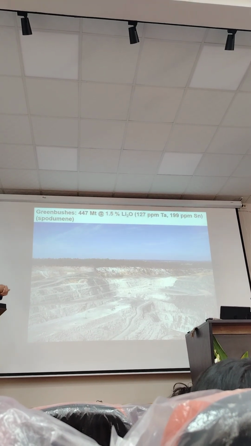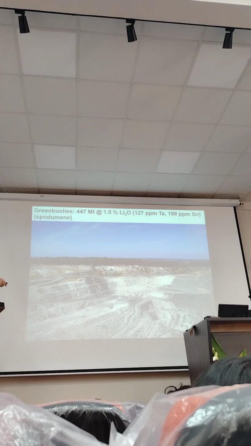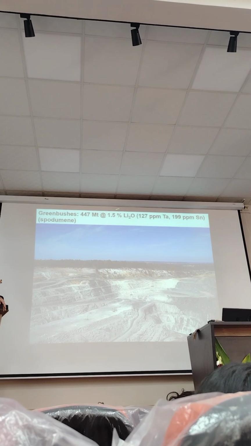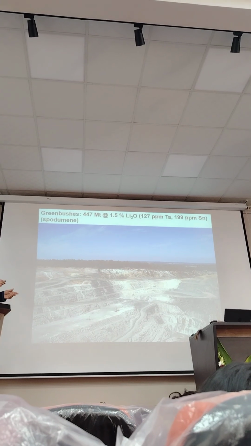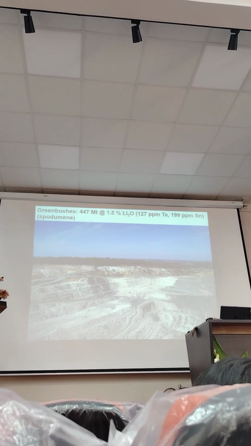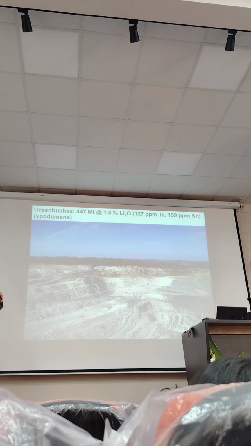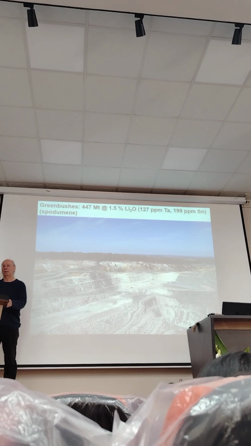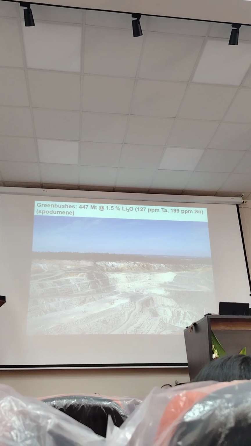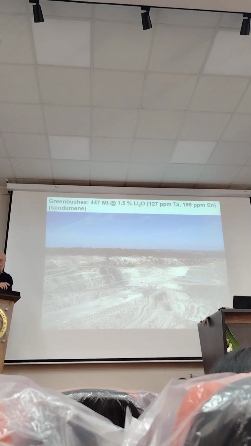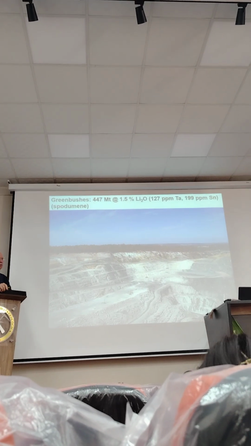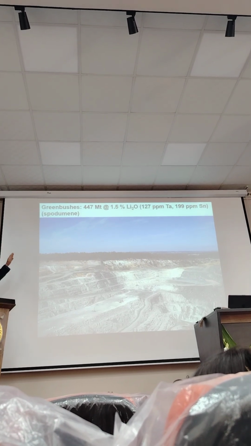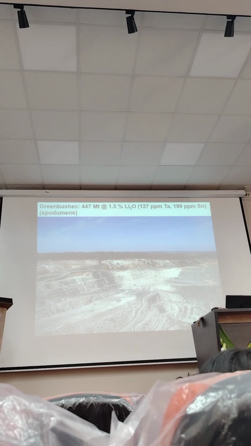This is Greenbushes. Greenbushes is quite a big pegmatite also. Again, you see the white color. And Greenbushes has an interesting tonnage, very good lithium content, plus interesting tantalum and tin content. And the lithium is in spodumene. This is a good thing because there are other lithium deposits where the lithium is mainly in mica. And if the lithium is in mica, such as in lepidolite, then you need much more complicated processing of the material. So it's a big advantage if a pegmatite has spodumene.